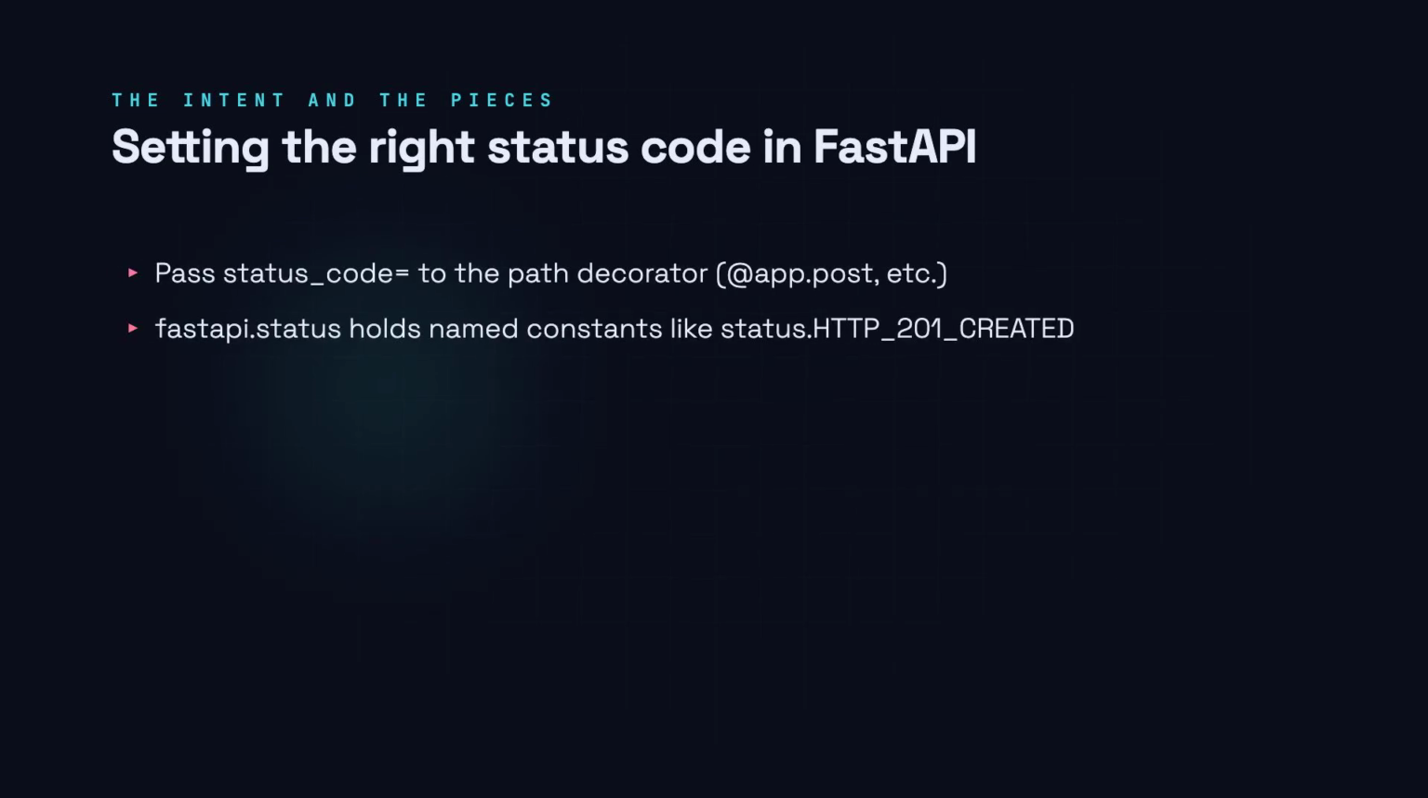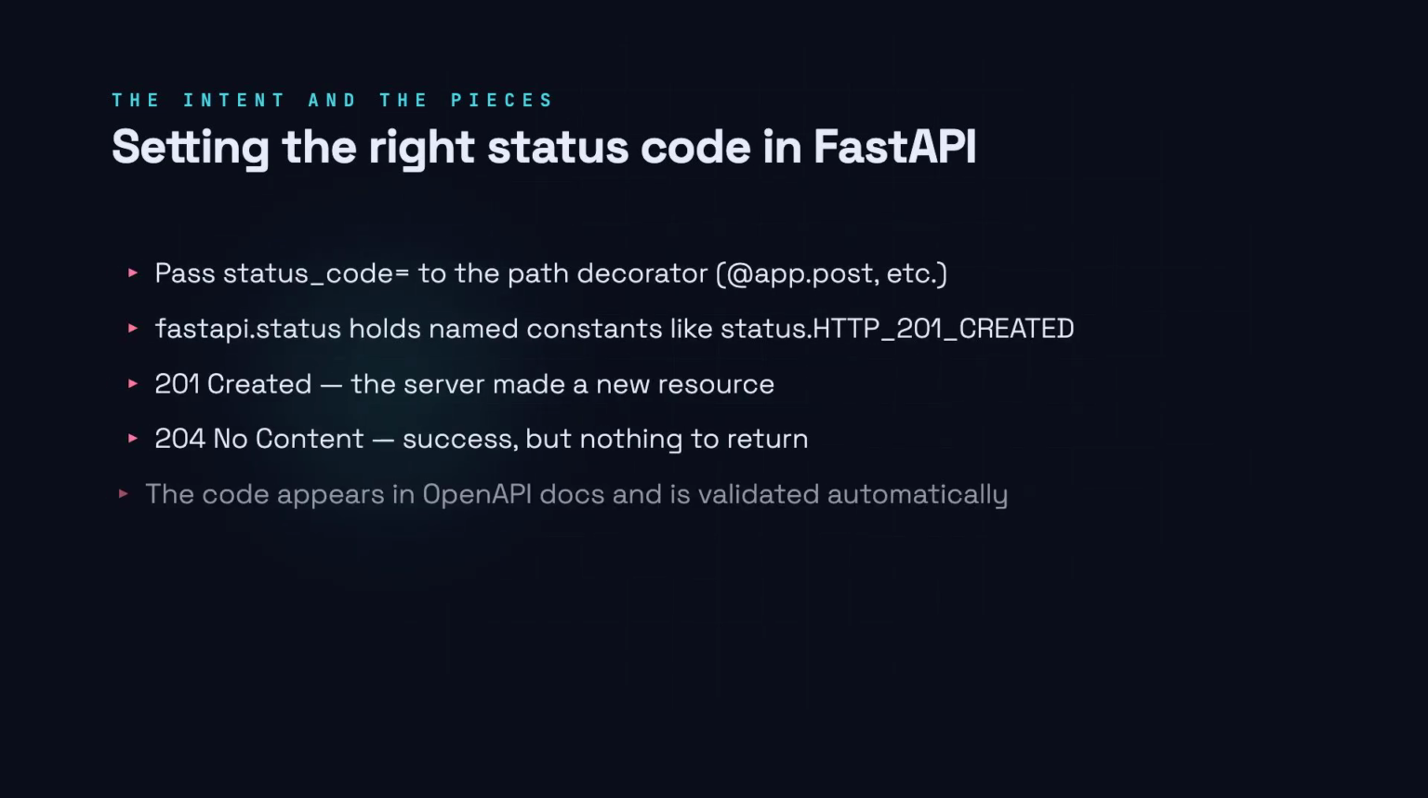FastAPI gives you two things to work with. First, every path decorator, @app.post, @app.delete, and so on, accepts a status_code argument where you declare the code that a successful response should carry. Second, FastAPI ships a status module full of named constants, so instead of writing the bare number 201, you write status.HTTP_201_CREATED, which is far more readable and impossible to mistype silently.